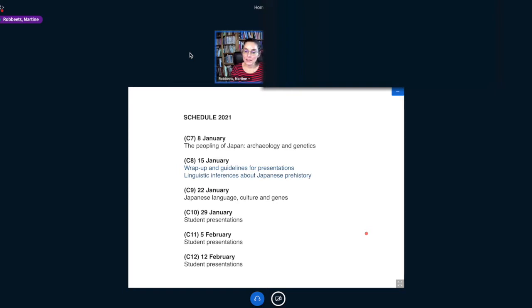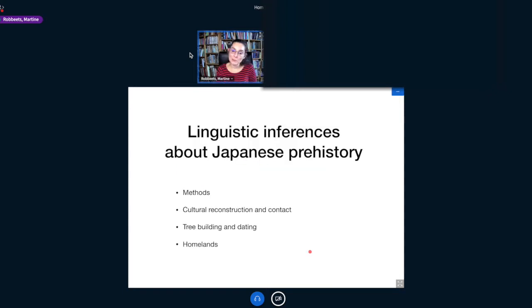And then next class, which will be the last class given by me, we will bring together our linguistic evidence, the language, with cultural evidence, archaeology and anthropology, and then also with genes, genetics. And then in the next three sessions, you will give presentations on Japanese prehistory. And then I will turn to the different methods and apply them to the case of Japanese and Trans-Eurasian relatedness. We will have a look at cultural reconstruction, at ancient contexts. We will have a look at tree building, at tree dating, and then also at the location of homelands.